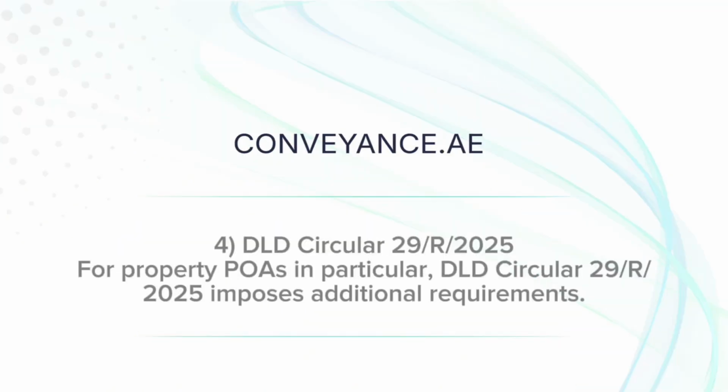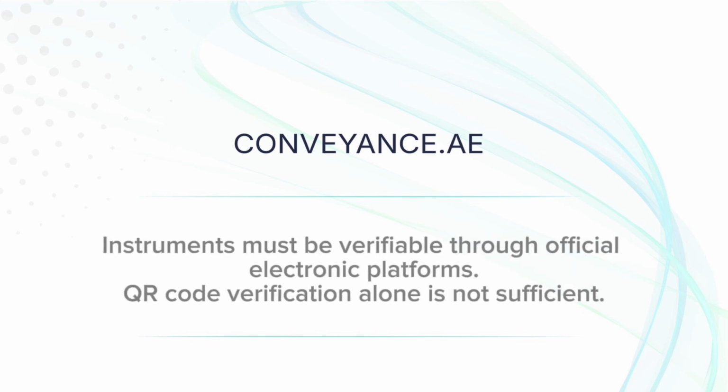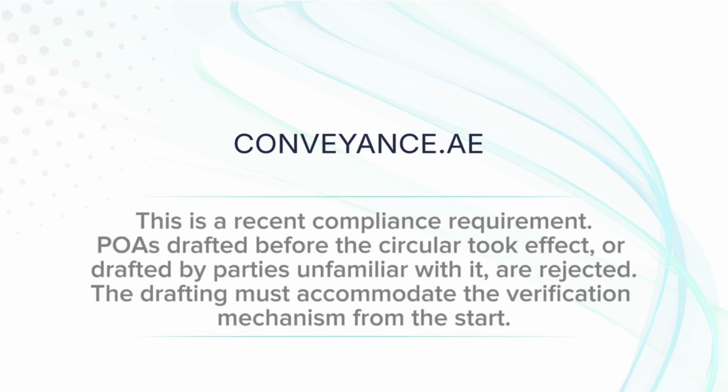4. DLD Circular 29R 2025. For property POAs in particular, DLD Circular 29R 2025 imposes additional requirements. Instruments must be verifiable through official electronic platforms. QR code verification alone is not sufficient. This is a recent compliance requirement. POAs drafted before the circular took effect, or drafted by parties unfamiliar with it, are rejected. The drafting must accommodate the verification mechanism from the start.